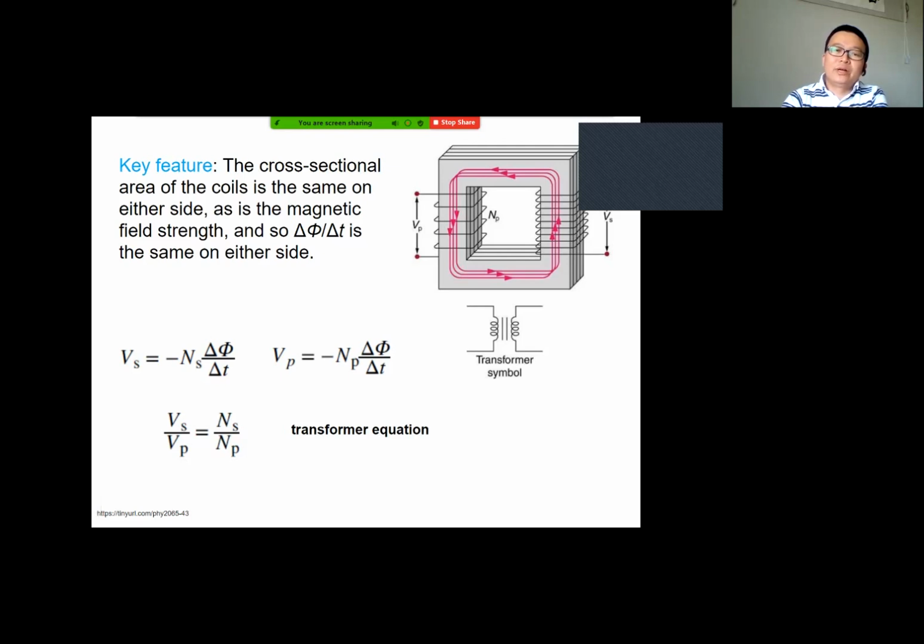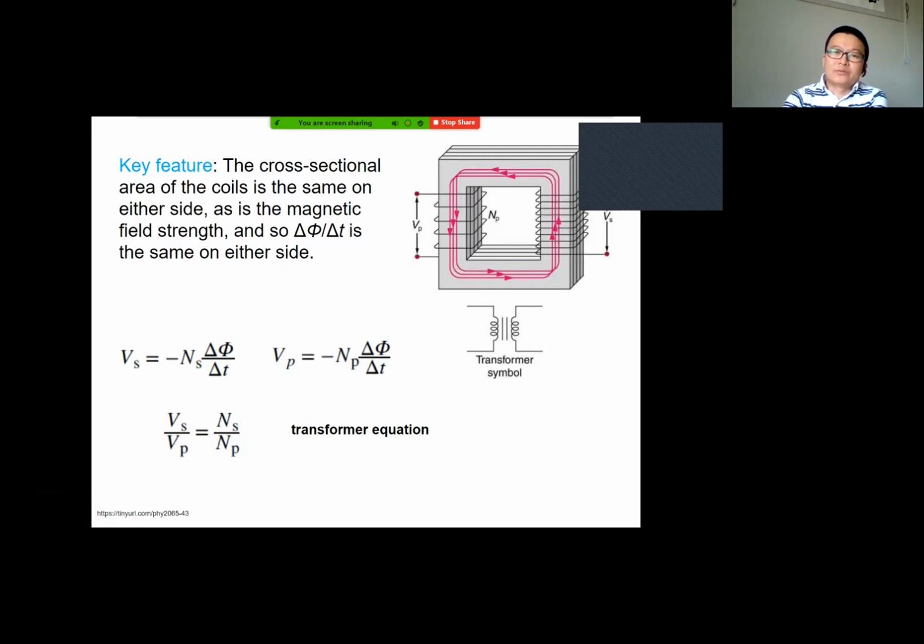Voltage on the primary is also governed by Lenz's law, so it is equal to minus the number of turns of coils here, Np, times delta phi over delta t. Delta phi over delta t is the same term. So you can set up this equation: Vs over Vp is proportional to the turns of coils, Ns over Np. So this is the transformer equation, all right?